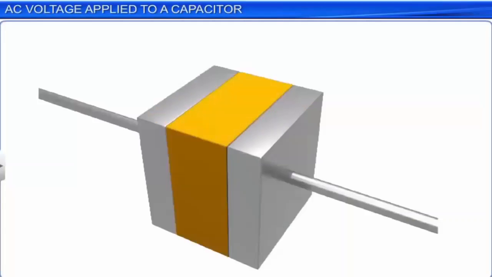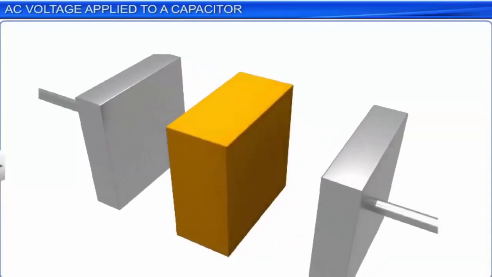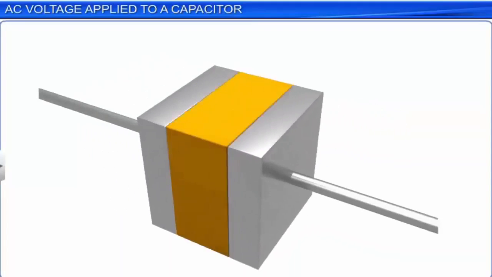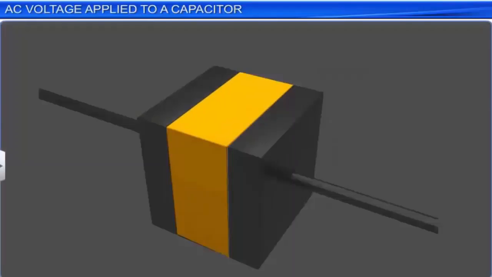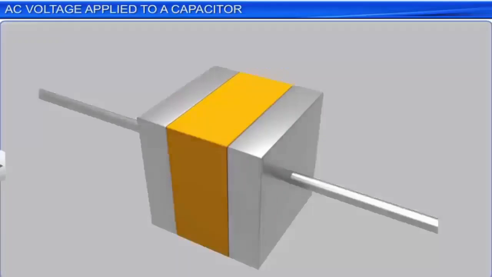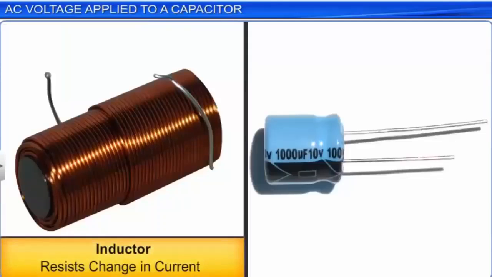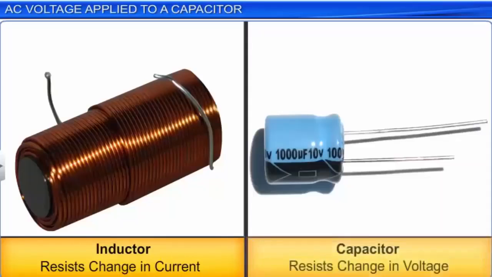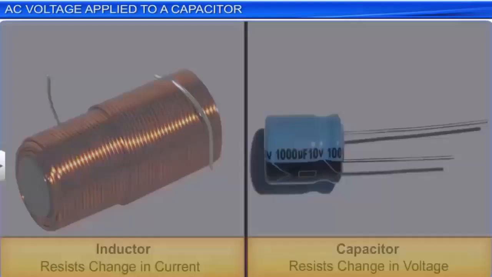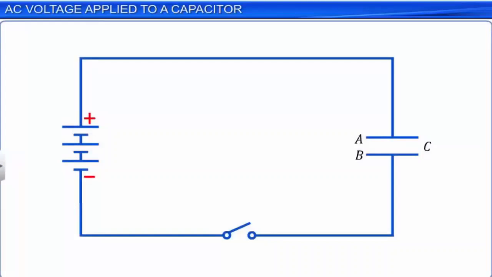A simple capacitor consists of two conducting plates separated by an insulating material called a dielectric. Unlike an inductor, which resists any change in current, a capacitor resists any change in voltage, thus ensuring a supply of constant voltage. Let us understand what happens when a capacitor of capacitance C is connected to a DC voltage source of potential difference V.